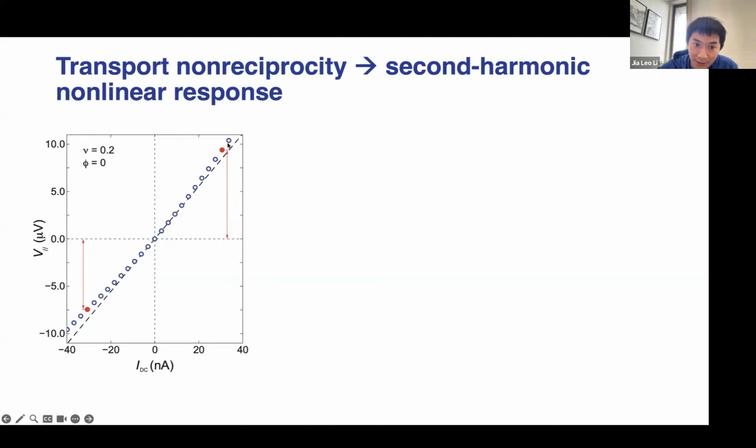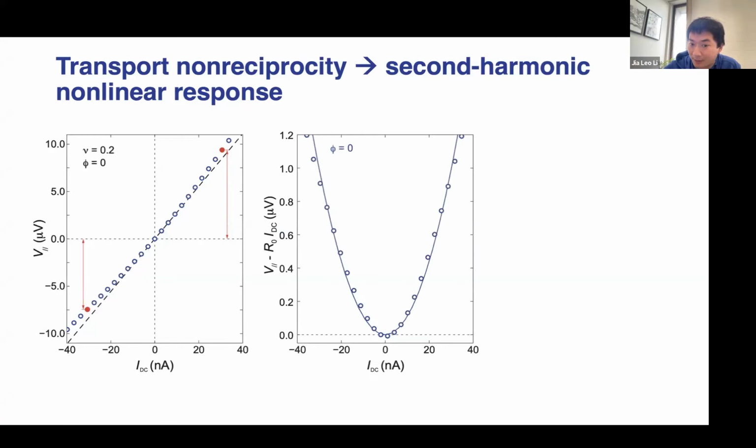And as you go to slightly larger current, you can see that it's deviating from the linear response. So there's some kind of a nonlinear component. If you subtract the linear response, you can see the nonlinear component, that's a non-reciprocal component, right? It has a quadratic dependence in current. This is a DC current measurement.